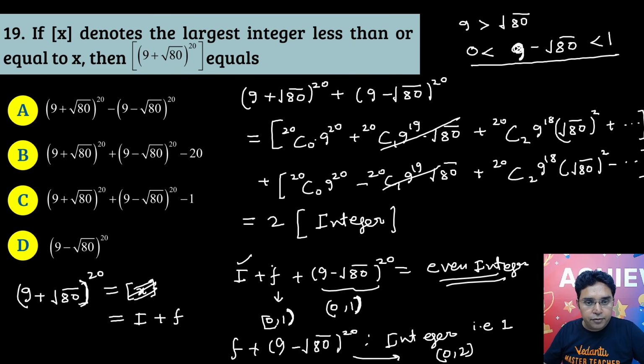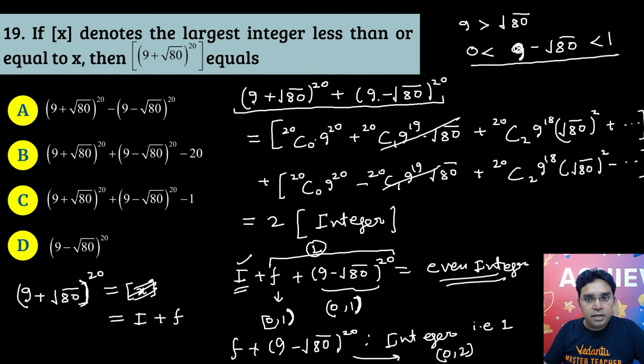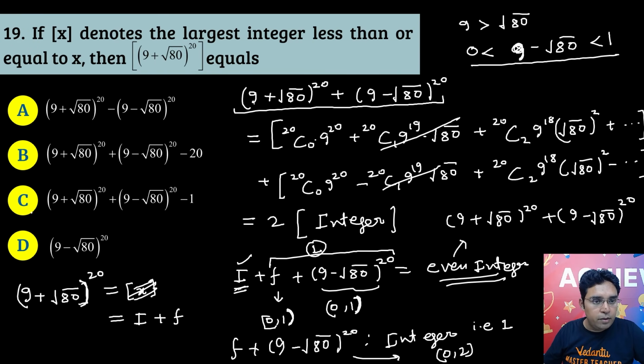Okay, so this f plus this thing has become 1, so the integral part will be equal to this value minus 1. So here this integral part which we are looking for will be actually equal to 9 plus root 80 power 20 plus 9 minus root 80 power 20, which is equal to this even integer. Let me write it here only. 9 plus root 80 power 20 plus 9 minus root 80 power 20. So this I will be actually equal to this plus this minus 1. So answer will be, I think, C.